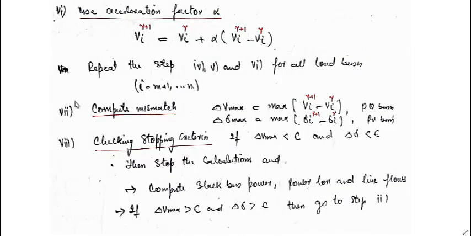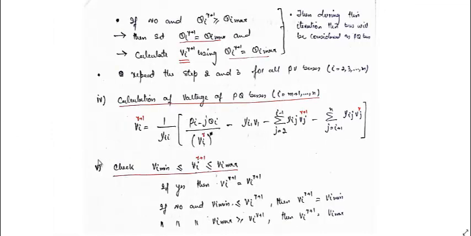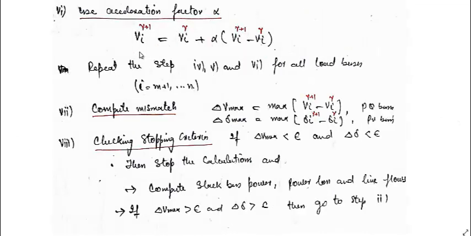Now we use the acceleration factor: V_i^(r+1) is equal to V_i^(r) plus alpha into (V_i^(r+1) minus V_i^(r)). Repeat steps 4, 5, 6 for all load buses, that is, i equal to m plus 1 up to n.